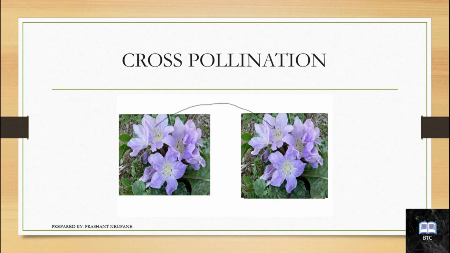So if you look here in this diagram, we can see these are two different plants. In the first plant, you can see there are three flowers. In the second plant, there are also three flowers. Since there is the transfer of pollen grains from one plant to another plant, we call it cross-pollination. So the main gist here to differentiate the pollination types is by looking at the transfer of pollen grains, whether it is taking place within the same plant or between different plants. So that is all about pollination and its types.